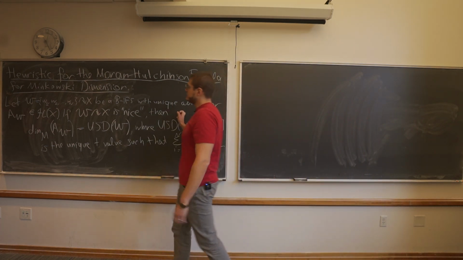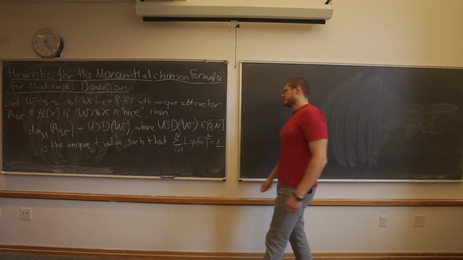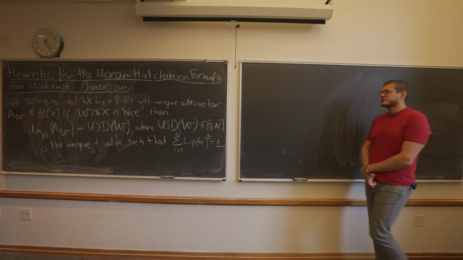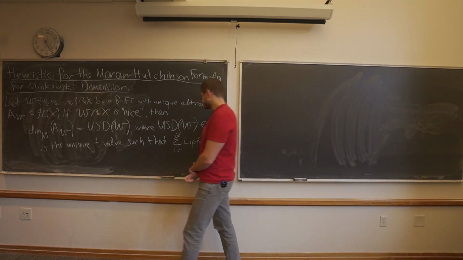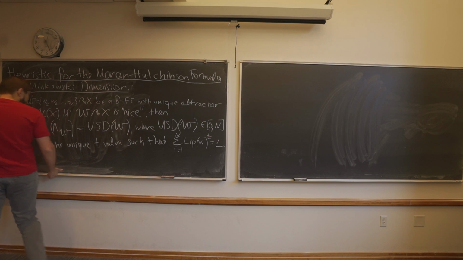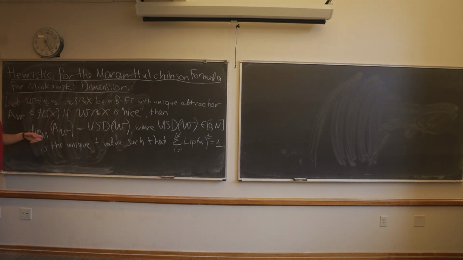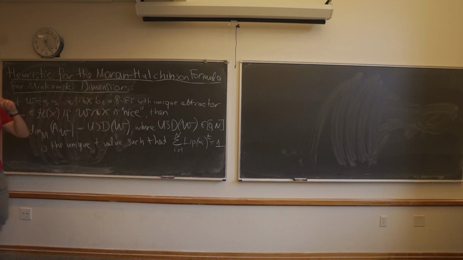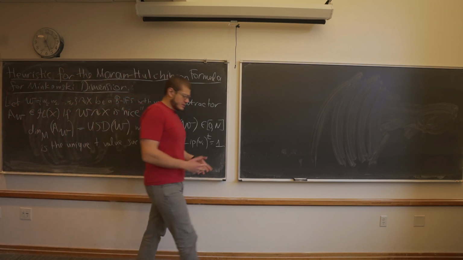First of all, today I want to discuss a little bit this heuristic for the Hutchinson formula, or Moran-Hutchinson formula for Minkowski dimension. Give some justification as to why the Minkowski dimension of the attractor of an iterated function system, which is sufficiently nice, should be the same as the upper similarity dimension. And then we're going to start talking about Hausdorff dimension.